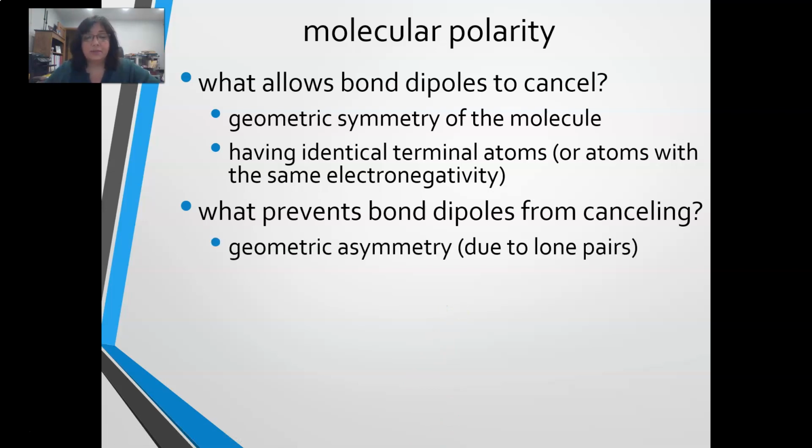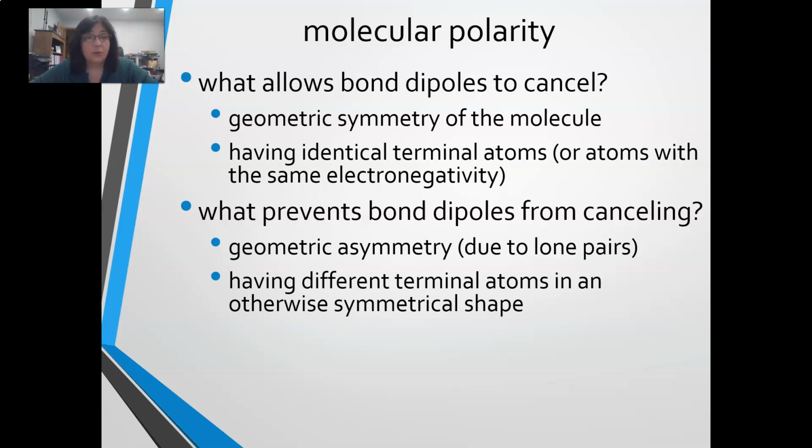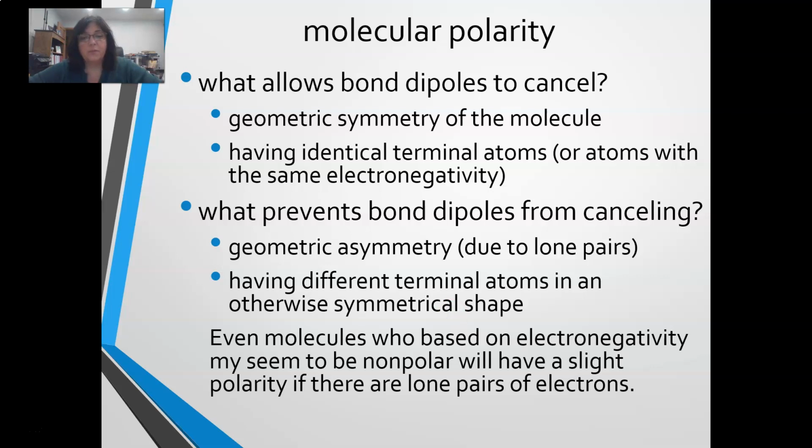Well, again, asymmetry. If you have an asymmetrical molecule, which is essentially what this one is, the chances are it's going to be polar. If you have asymmetry because of non-bonding electrons, something like this is going to be polar. If you have lone pairs, they cause asymmetry. Anything with lone pairs is probably polar. Having different terminal atoms, like I said here, would be polar. So those are the kinds of things you want to look for. Even molecules which, based on electronegativity, seem to be nonpolar will have slight polarity if those lone pairs exist.